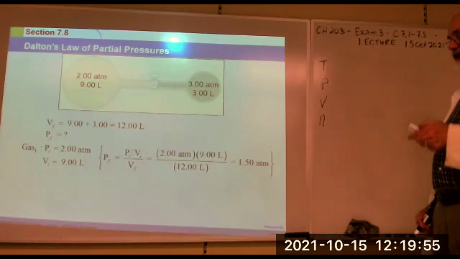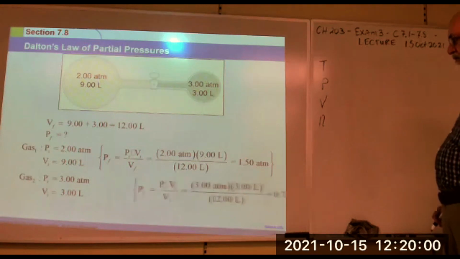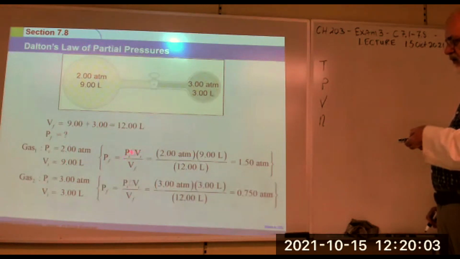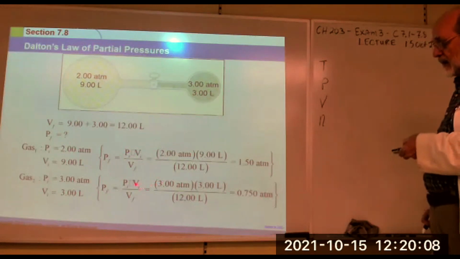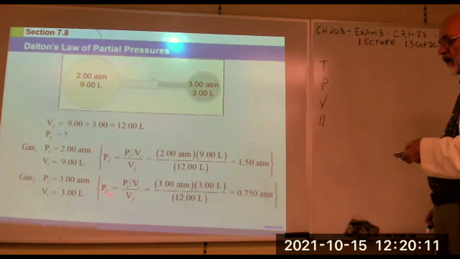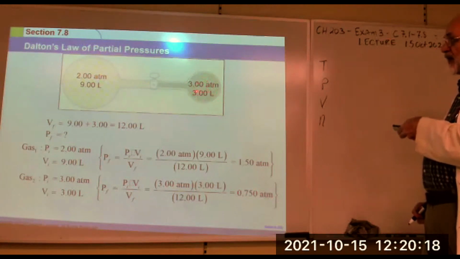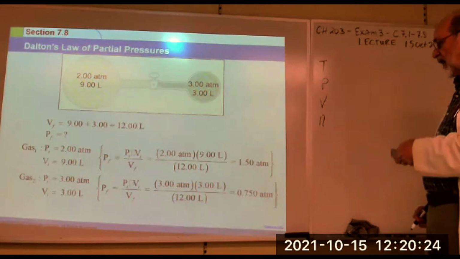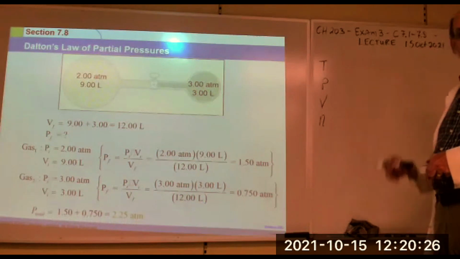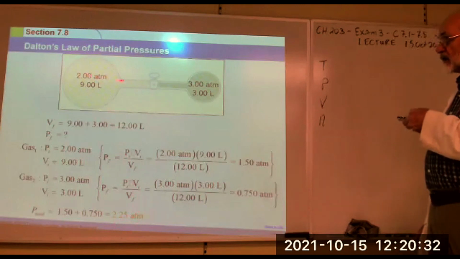And we do the same thing for the other side. The gas 2 solution, pressure times volume. We do that same solution. Here we've actually just solved the equation for the unknown, and then we plug into that. And that's going to be 0.75 atmospheres from this one expanding into a vacuum. Now the total, the combined pressure is 1.5 plus 0.75 is 2.25 atmospheres. And that's what we thought it would be, somewhere between 2 and 3.